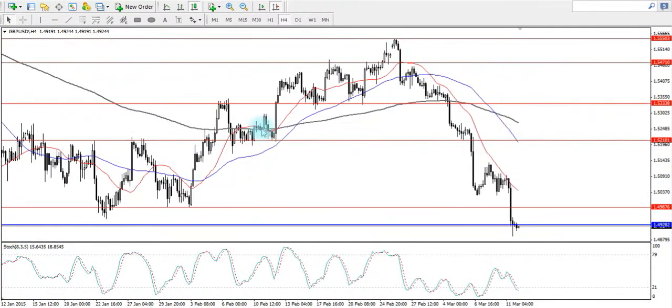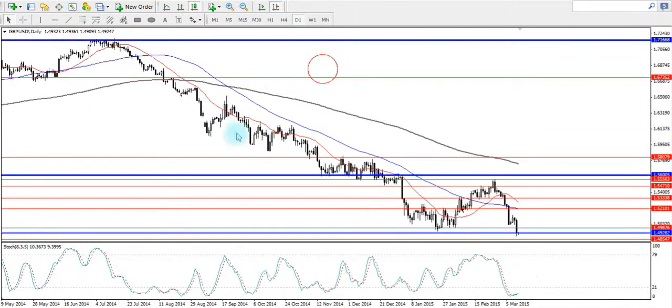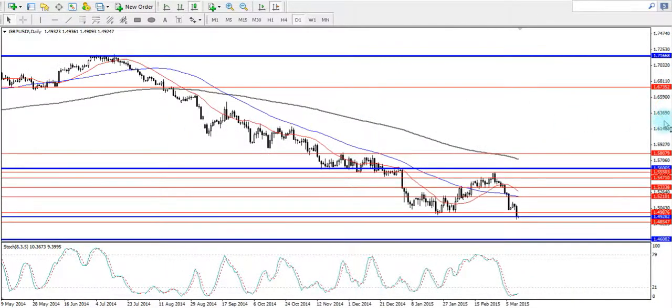Next, we have the pound against the US dollar, which has finally touched, and has just broken below the support level at 1.4928, FIBA expansion level of 141.4%. We are expecting price to fall further to the next support level at 1.4854.